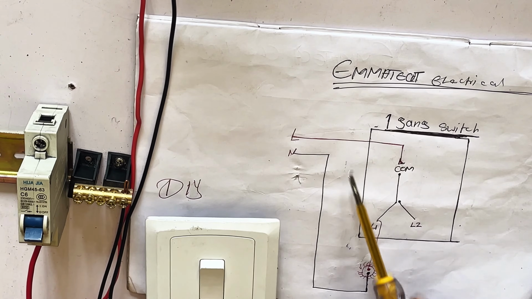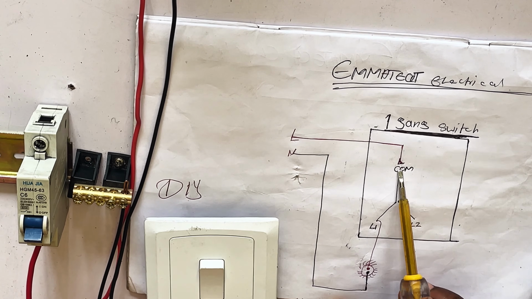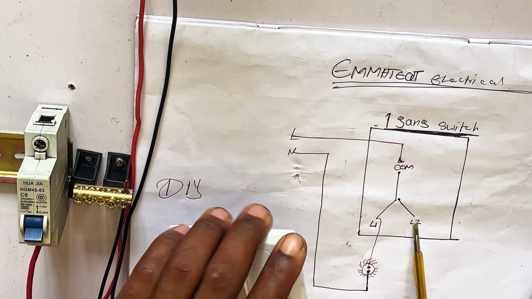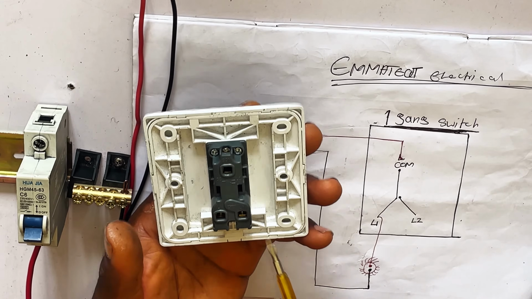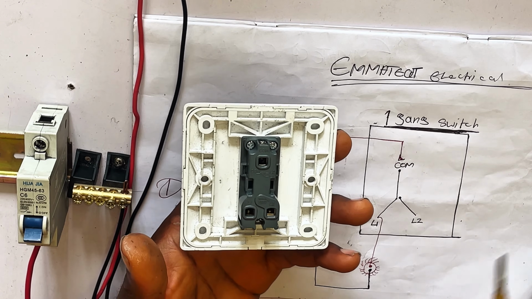When you look here, you can see the diagram of a one-gang switch. Here is my common terminal, here you see L1 and here you see L2. If you look at the back of the one-gang switch also, you can see the common terminal, L1 and L2.